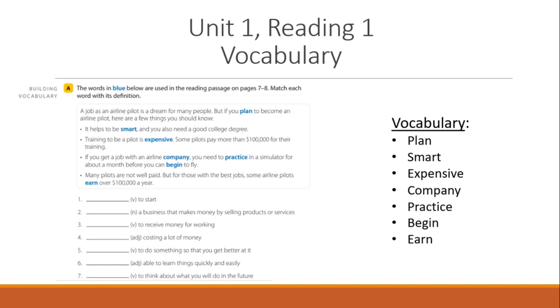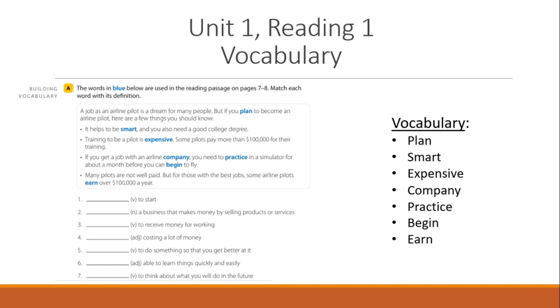Smart, that's an adjective meaning clever or perhaps intellectual, right? An opposite word might be dumb or dull. These are people that are not smart. Expensive, another adjective, right? Something that you have to pay a lot of money for is expensive. Things like buying a house or a car.